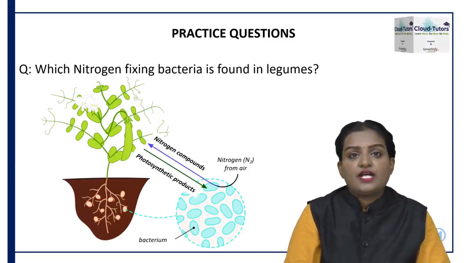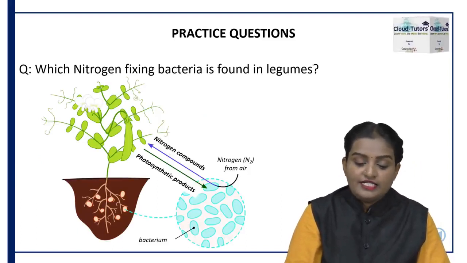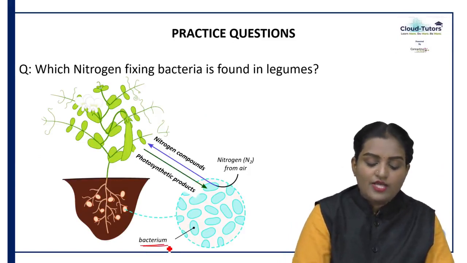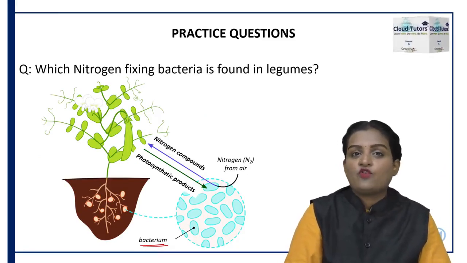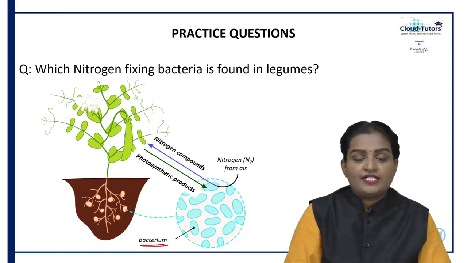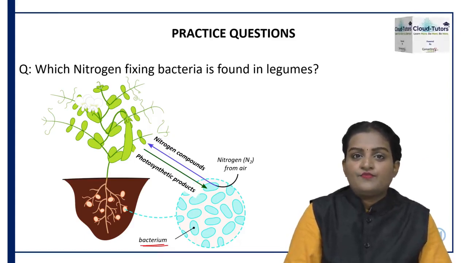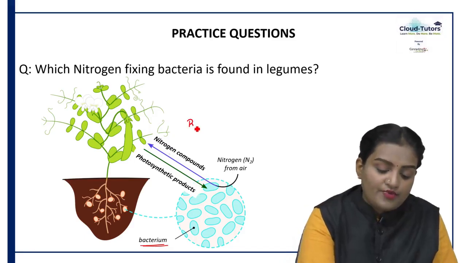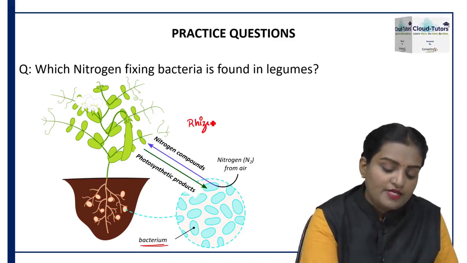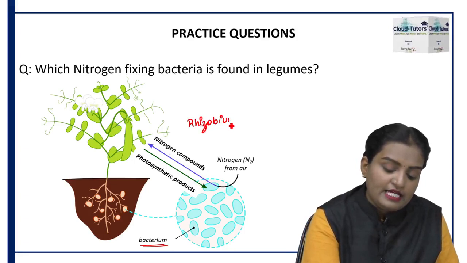Next, which nitrogen fixing bacteria is found in legumes? Legumes are the ones which harbor or give place for nitrogen fixing bacteria to grow and produce nitrites and nitrates. Answer is rhizobium. Rhizobium is the nitrogen fixing bacteria.